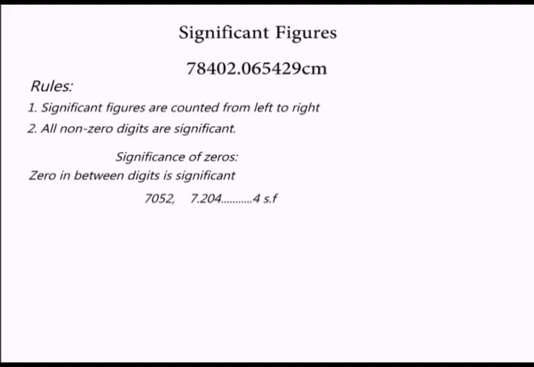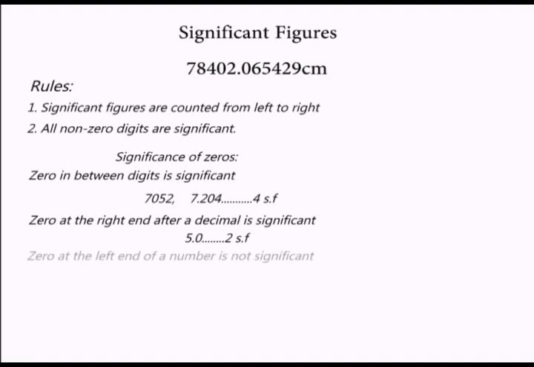If a zero occurs at the right end after a decimal, it is significant. For example, 5.0 has 2 significant figures. When a zero occurs at the left end of a number, it is not significant. For example, 0.245 and 0.0264 have 3 significant figures, both of them.